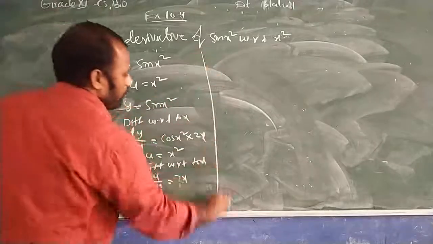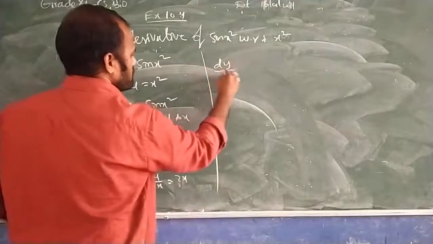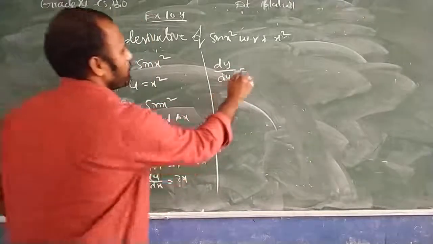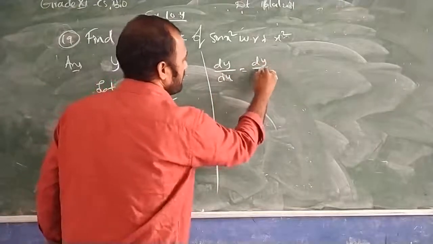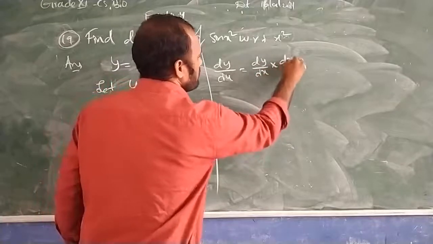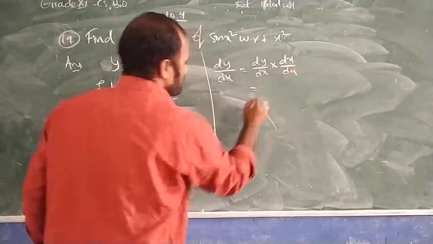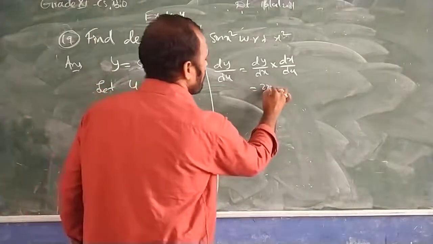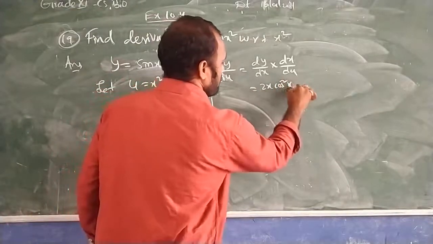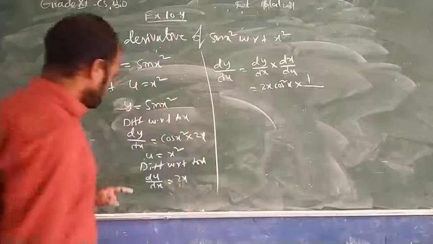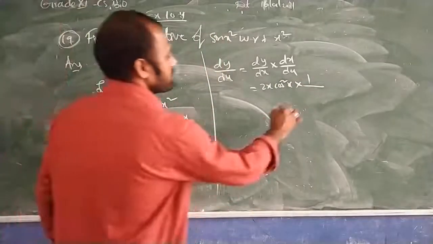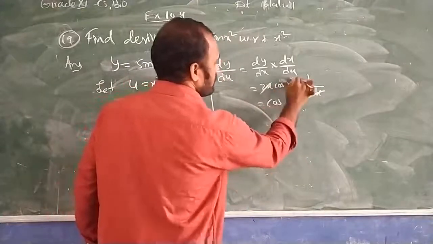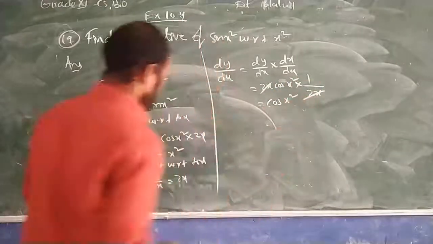Now we want the differentiation with respect to u. So dy by du can be written as dy by dx into dx by du. So dy by dx is 2x into cos x square, into 1 by, it is reciprocal, so 1 by 2x. So 2x will get cancelled, so it is cos x square.